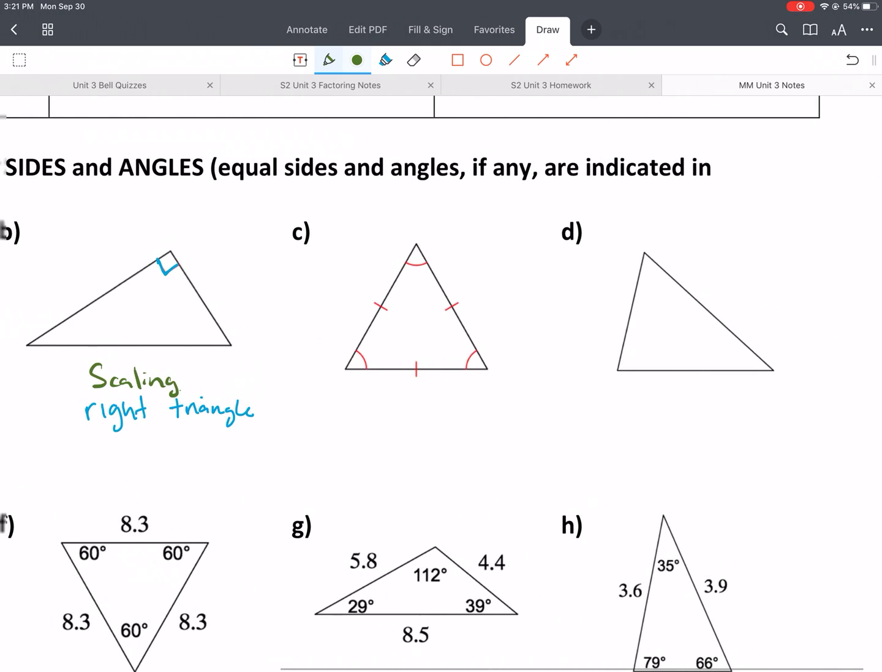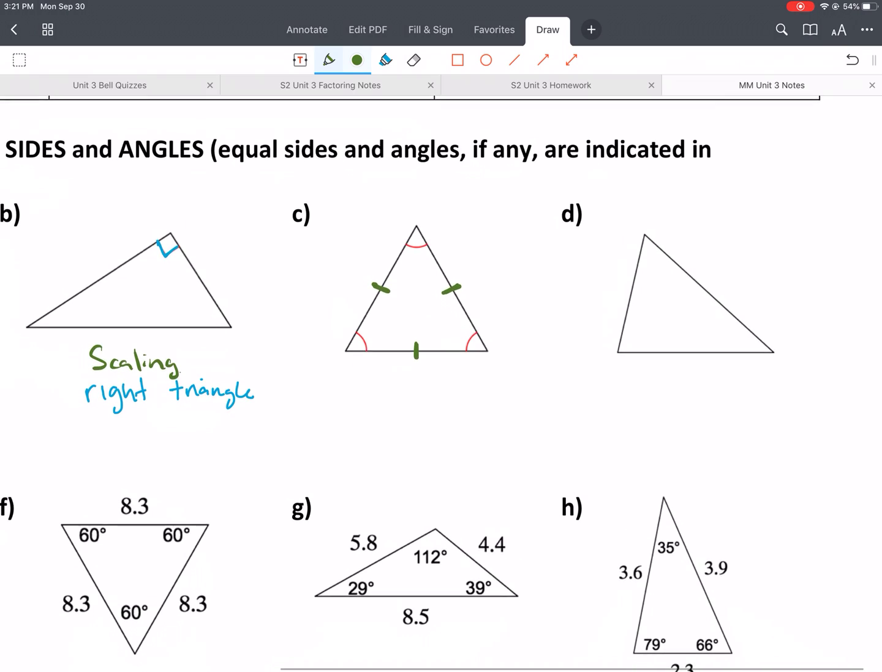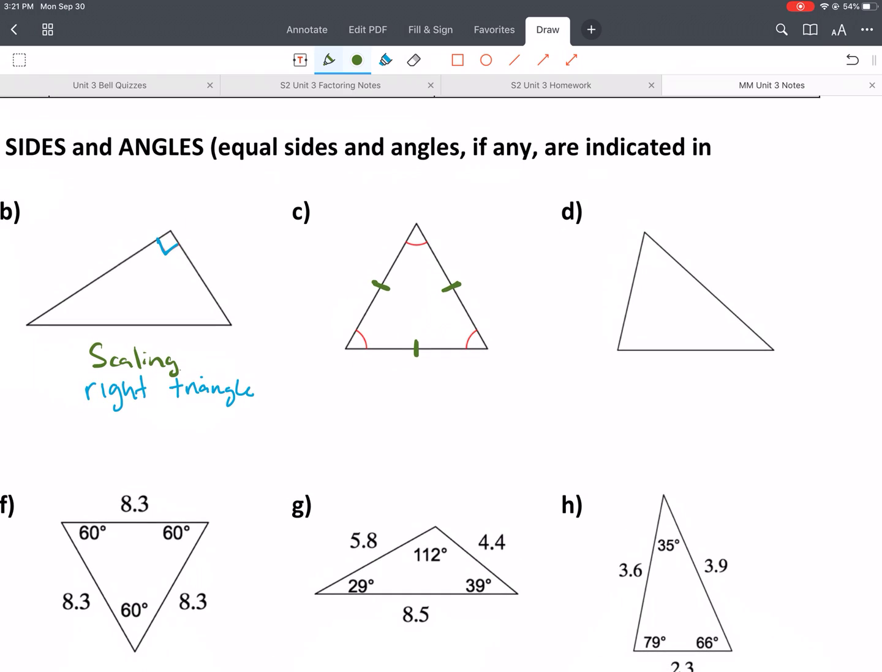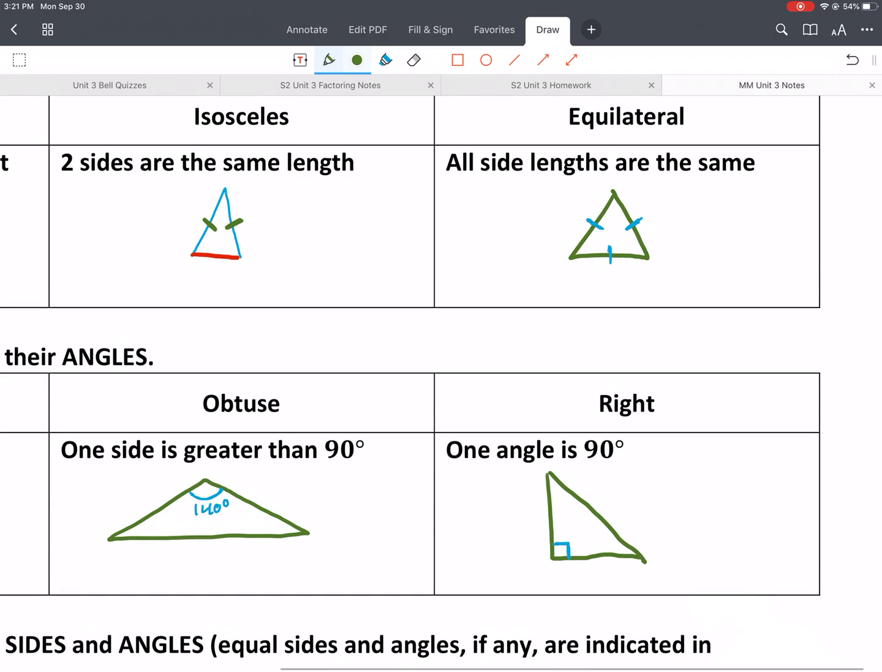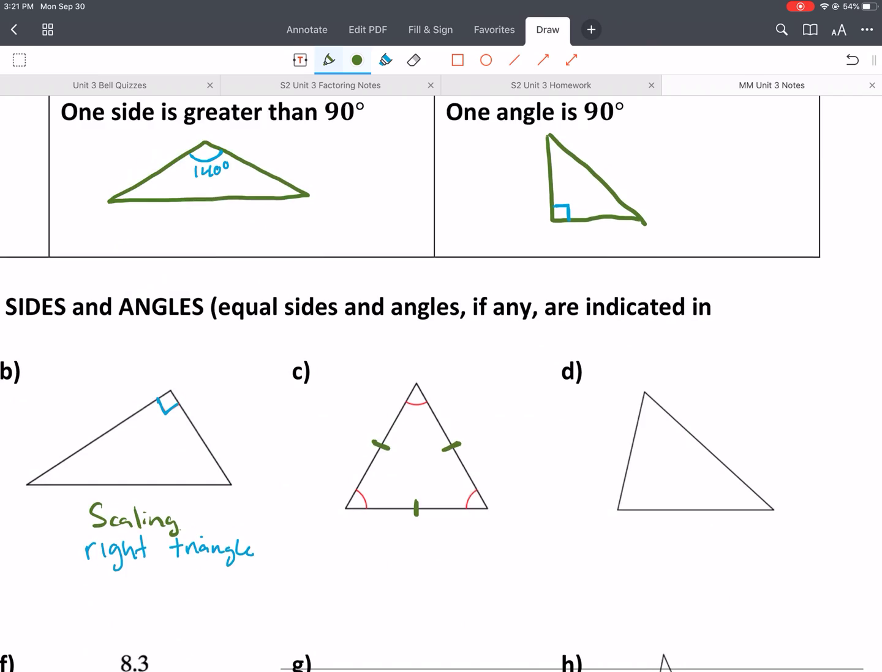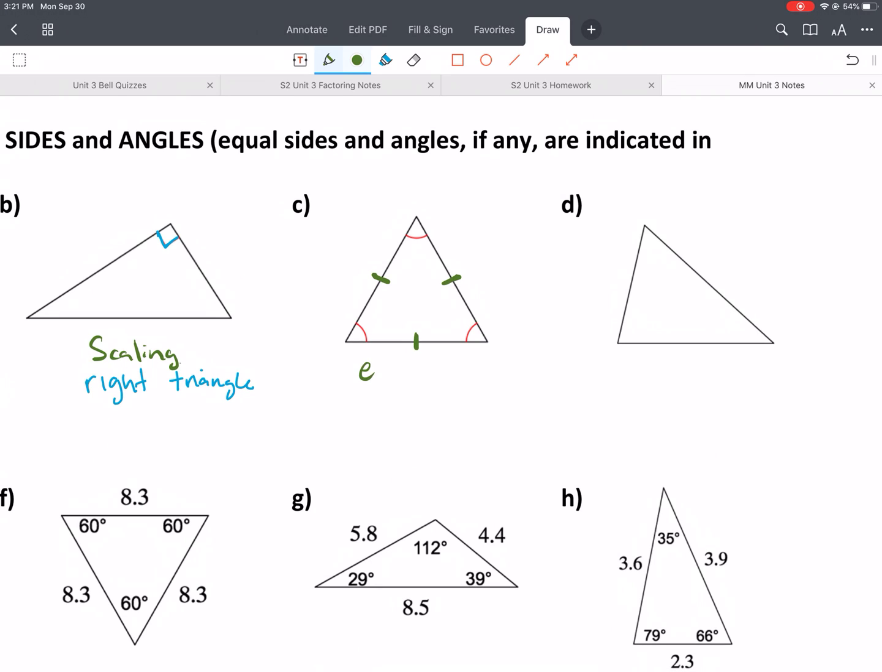For example, C has a tick on all three sides, meaning that all three sides are the same. They're all congruent. Equilateral is when we have all three sides that are congruent, so we'd say equilateral. Then by the angles, we talked about this before: with equilateral triangles, all of these angles will be less than 90, so it is acute.